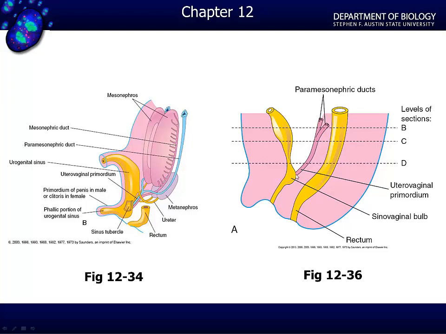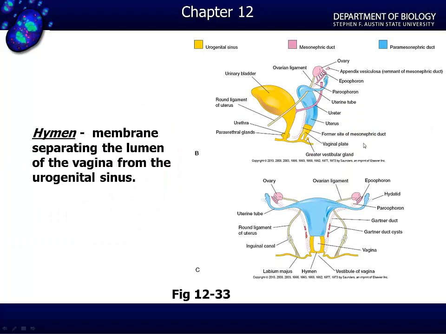So here we see that contact point. This is a sinovaginal bulb on the outside. And there you can see on the inside, they've done a little cutaway view. That is the sinus tubercle that's present there. Now in this image, we can see the vaginal plate, this core of tissue that's forming. This is endoderm because they've got it in yellow, part of the urogenital sinus. Here we have the blue from the paramesonephric duct, and we can see that this is a solid column.